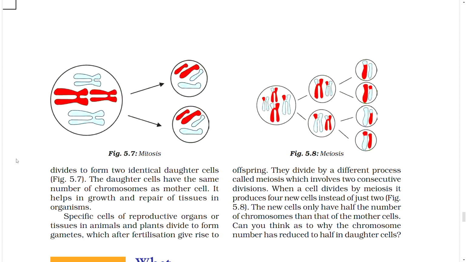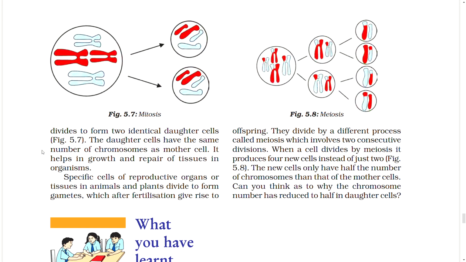The specific cells of reproductive organs or tissues in animals and plants divide to form gametes, which after fertilization give rise to offspring. They divide by a different process called meiosis, which involves two consecutive divisions. When a cell divides by meiosis, it produces four new cells instead of just two. Figure: the new cells only have half the number of chromosomes of the mother cell. Can you think why the chromosome number has reduced to half in daughter cells?